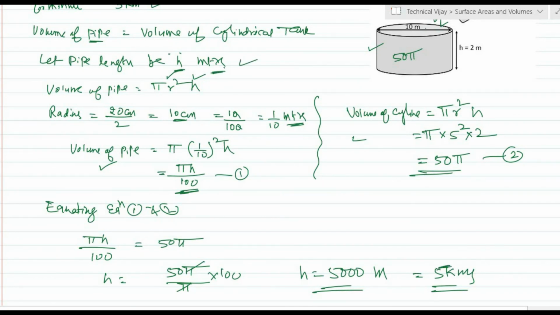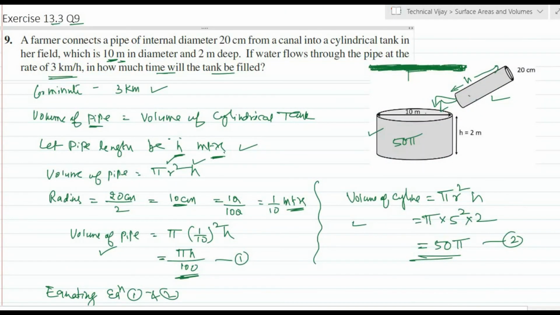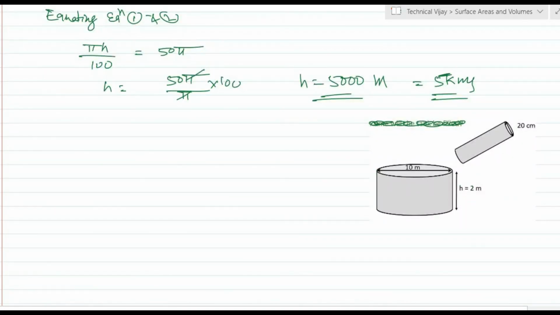So now we got the 5 kilometers. What we have to calculate is how much time it will take, as the speed has been given. I have shifted this diagram here. Now we got the volume of this one and the volume of this one, and we got that the length of this pipe, or the height of the cylinder, is 5 kilometers.